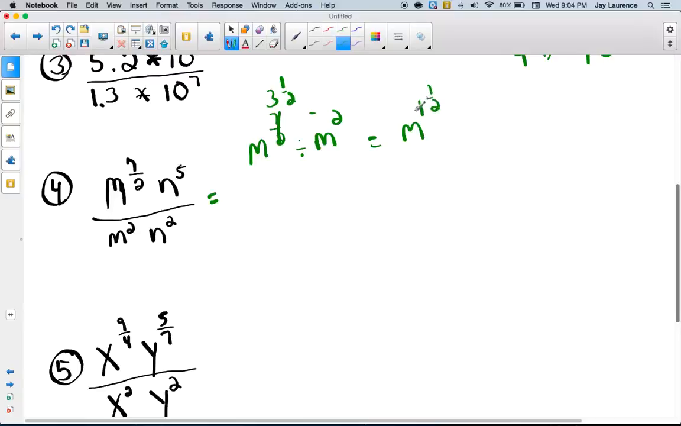Now, it's really not considered good form to leave that as an improper or as a mixed number, so I'm going to convert it back to an improper fraction. 2 times 1 plus 2 is 3, and it's divided by 2. So I've got m to the 3 halves. Now, n to the 5th over n squared, that should be pretty easy at this point. It'll just be n cubed. And there you go. There is a simplified version of number 4.